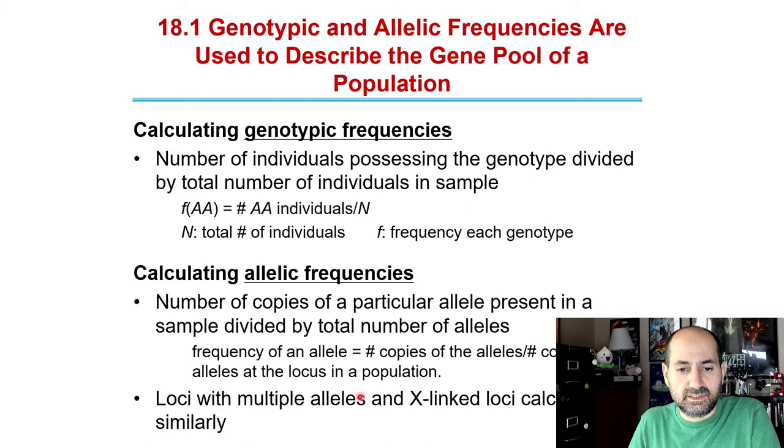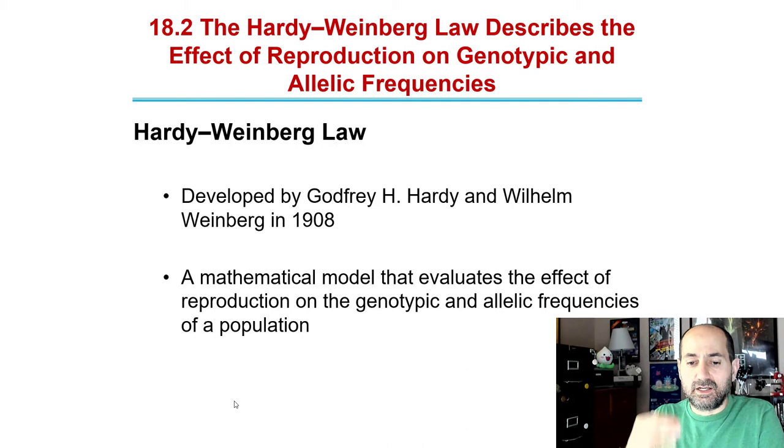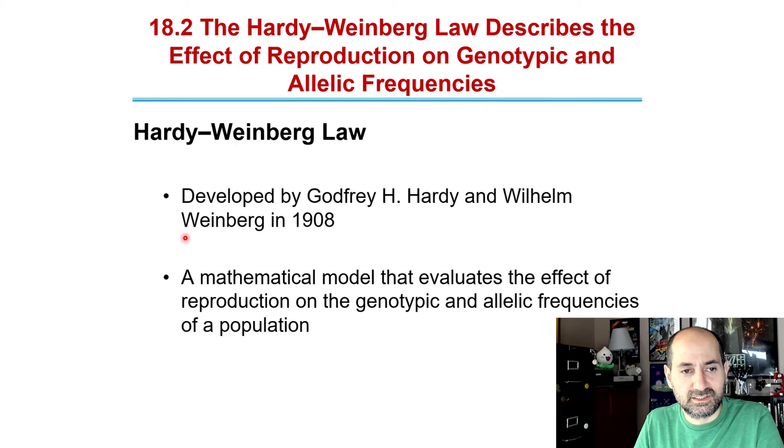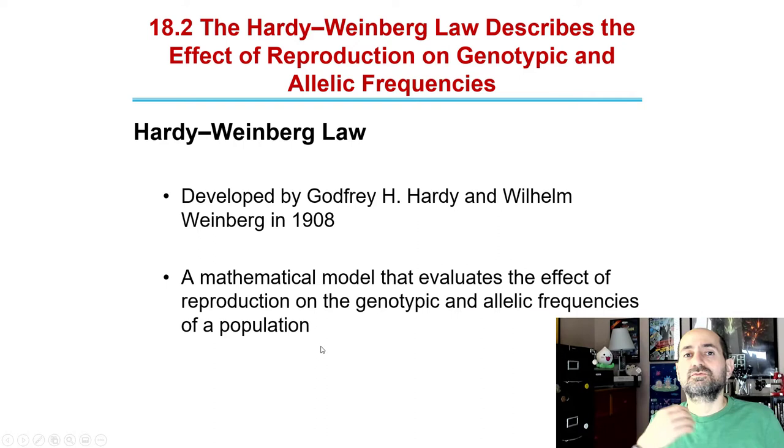So let's jump into how we can study these populations and study allele changes and dynamics in a population. This leads us to the Hardy-Weinberg Law, developed by Godfrey Hardy and Wilhelm Weinberg in 1908. It's essentially a mathematical model that helps us to evaluate the effects of reproduction on the genotypic and allelic frequencies of a population. So exactly what we've been talking about, frequency of genotype, frequency of alleles. Can we study these changes over time in a population?